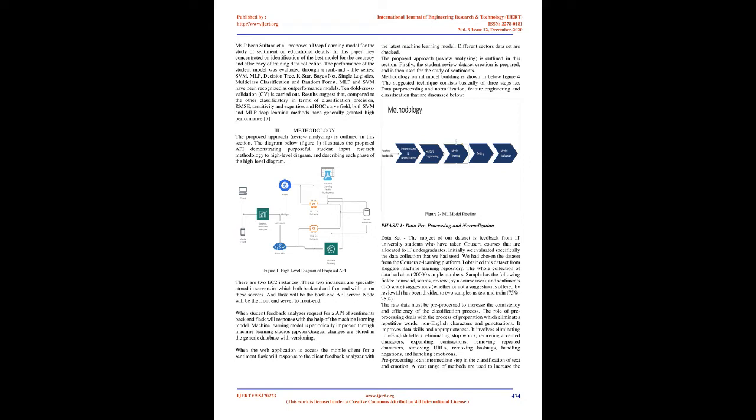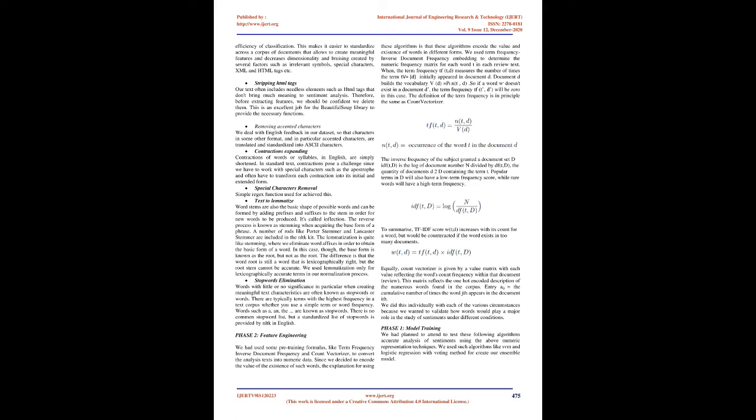It has been divided into 2 samples, test and train, 75%-25%. The raw data must be pre-processed to increase the consistency and efficiency of the classification process. Pre-processing deals with the process of preparation, which eliminates repetitive words, non-English characters, and punctuation. It improves data quality and appropriateness. It involves eliminating non-English letters, eliminating stop words, removing accented characters, expanding contractions, removing repeated characters, removing URLs, removing hashtags, handling negations, and handling emoticons.